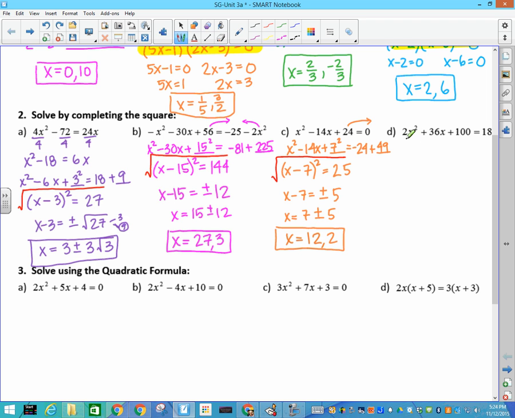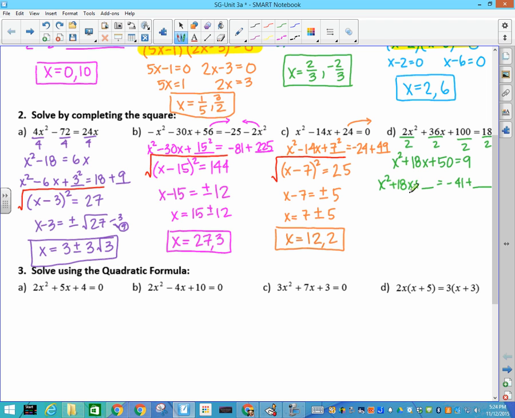Okay, I see a common 2 in everything here. So I'm going to make my numbers smaller, and that's going to give me x squared plus 18x plus 50 equals 9. Now I have to take the 50 to the other side, so I'm going to have x squared plus 18x plus something equals 9 minus 50, which is negative 41, plus something.